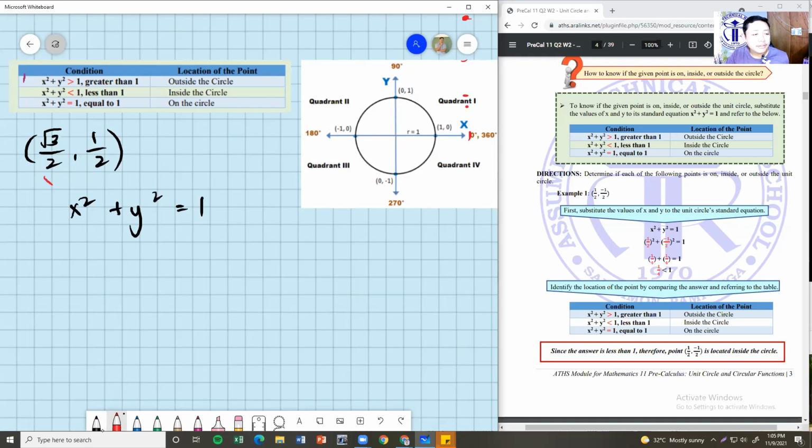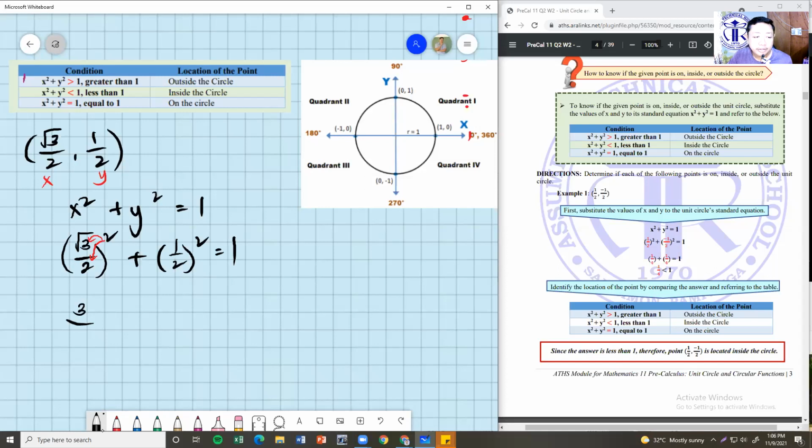So this is your x, of course. This is your y, of course. And then let's substitute. Our x is square root of 3 over 2 squared plus y is 1/2 squared is equal to 1. Will it be equal to 1? Let's see. So we have numerator and denominator, and both of them are squared. Therefore, we need to distribute the square to your numerator and denominator. So the square root of 3 squared is 3.